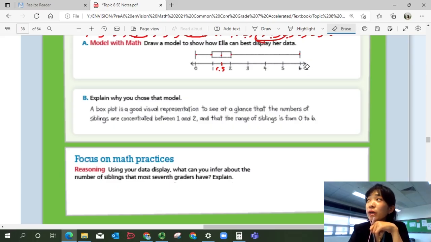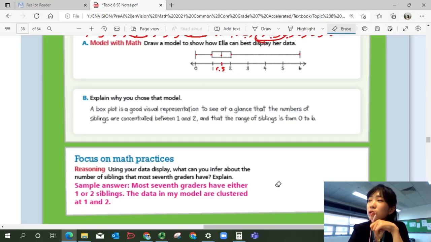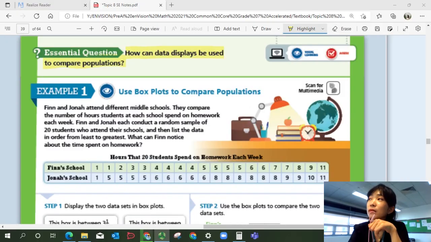And then it's spread out throughout 0 and 6. But the data is clustered. Data in the model is clustered at 1 and 2. So that's our sample answer. Most 7th graders have either 1 or 2 siblings. The data in our model are clustered at 1 and 2. Okay, the next page.